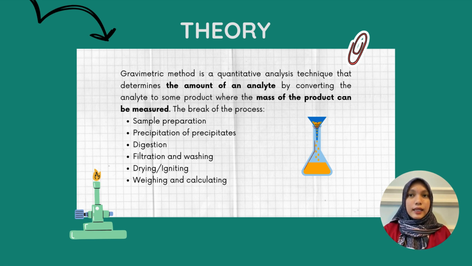Gravimetric method is a quantitative analysis technique that determines the amount of an analyte by converting the analyte to some product where the mass of the product can be measured. So here is the breakdown of the process, which are sample preparation, precipitation, digestion, filtration or washing, drying or igniting, weighing and calculating.